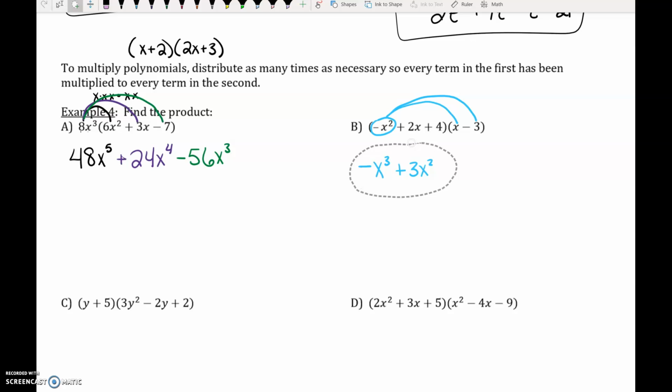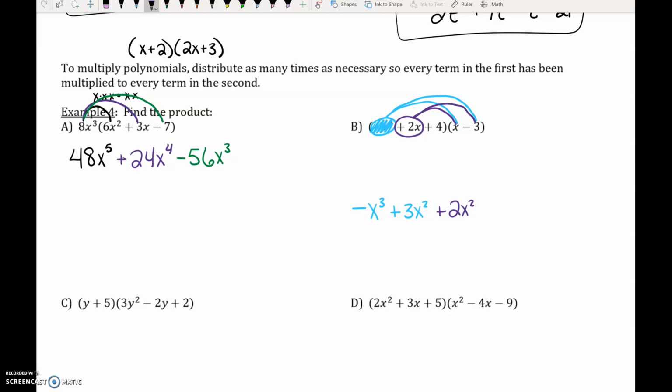And actually, because I'm digital, I can do this. I'm going to move this down a little bit just so I have enough room to do all of my work. I have distributed the negative x squared. I'm now done with it. Now I'm going to distribute the positive 2x. Positive 2x times x is positive 2x squared. Positive 2x times negative 3 is negative 6x. I have distributed the 2x. I'm done with it. Now we need to distribute the positive 4.